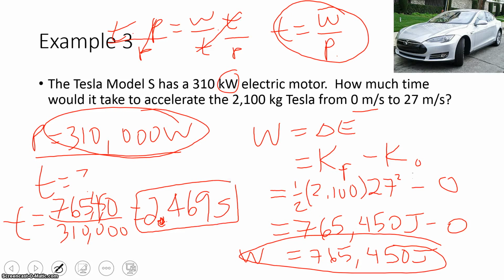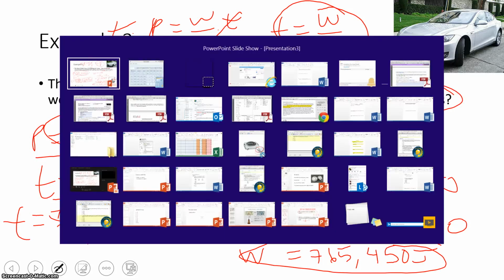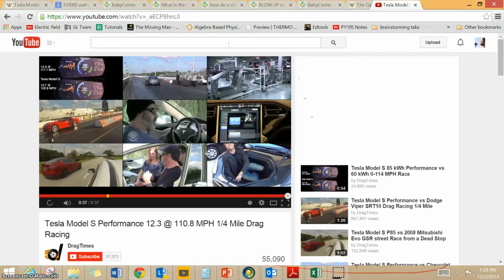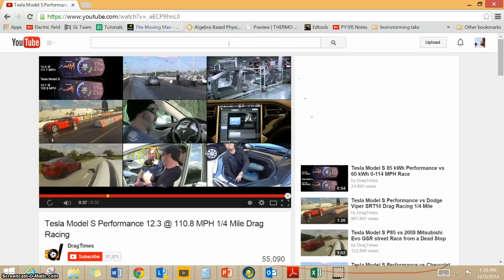That seems like a very short time to go from 0 to 60 miles per hour, which is 0 to 27 meters per second. But you know what? This car is really fast. So one last little bit I want to do is show you guys a video of this car and just how fast it really is. Check this out. And also listen to the sound of this car.